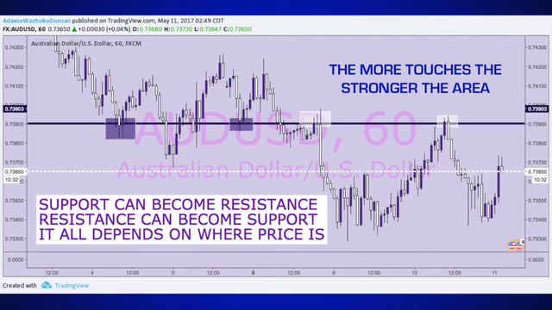So now you can see how that same region that we called support can become resistance. You see how it's been touched multiple times. You've got support here and you've got resistance over there. The more touches, the stronger the line. So what do I actually mean when I say the stronger the line? I'm going to give you an example.